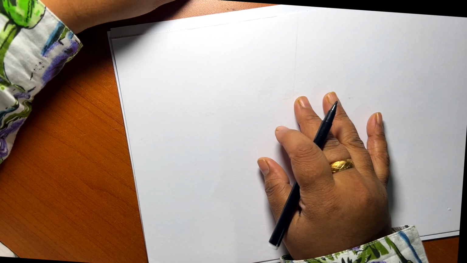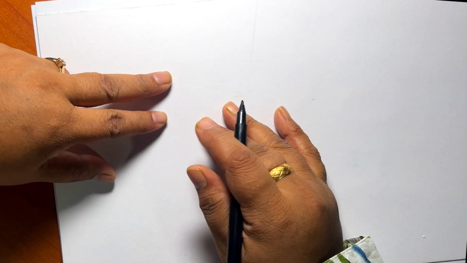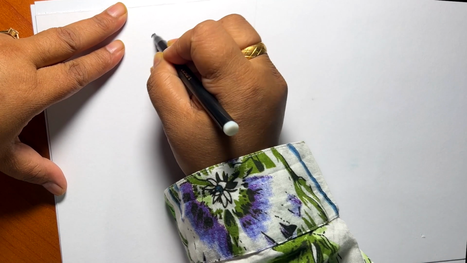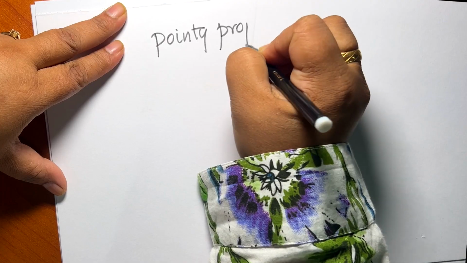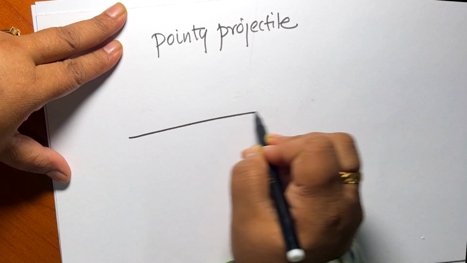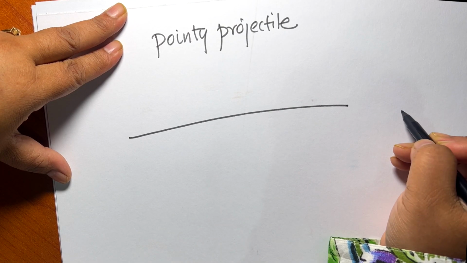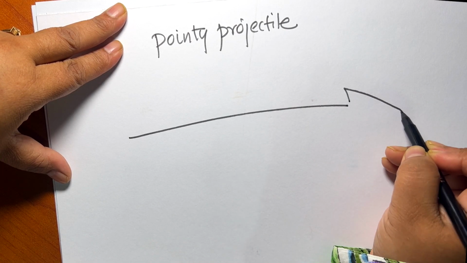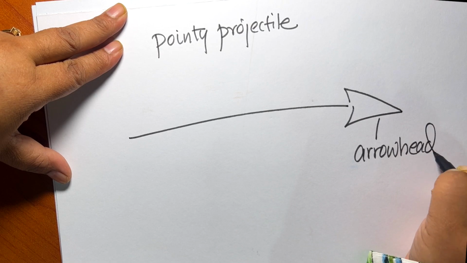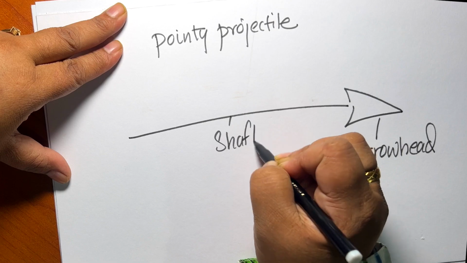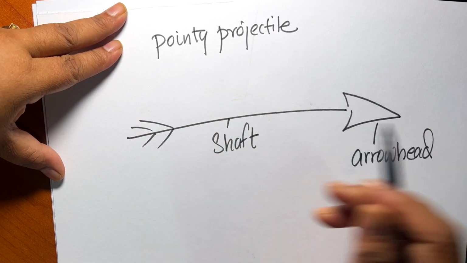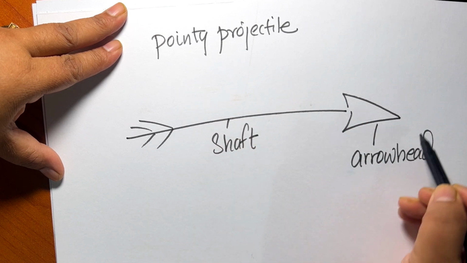Before we understand how to draw arrows, let's learn about the anatomy of an arrow. An arrow is a pointy projectile. It has a shaft and there will be an arrowhead. Generally we see the arrowhead as a triangular part. So this is the arrowhead, a shaft, and it can have a fletching and a notch behind. What we are going to focus on is this part.